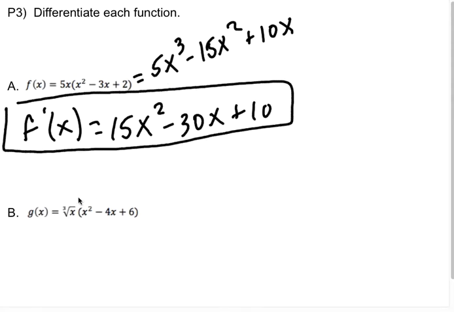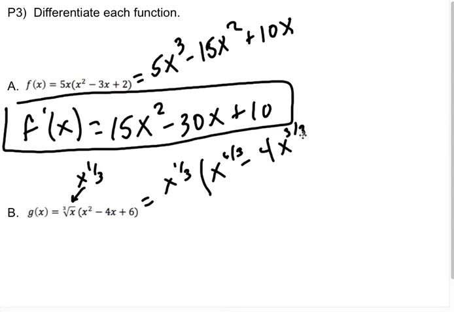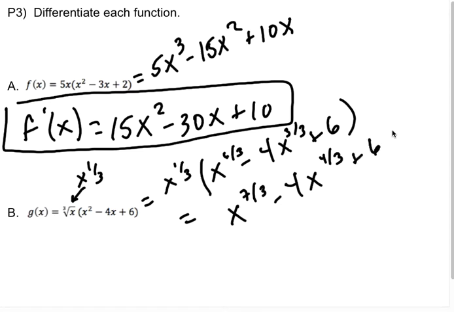And then down here, notice that this is actually an x to the 1/3. So I'm going to get that this is x to the 1/3 times, and if you want, you could actually rewrite these exponents in thirds already. Maybe that makes your life a little easier. 4x to the 3/3, you could call that a 3/3, plus a 6. If that's easier for you, that's fine. When you distribute, you're going to get an x to the 7/3 minus a 4x to the 4/3 plus a 6x to the 1/3.